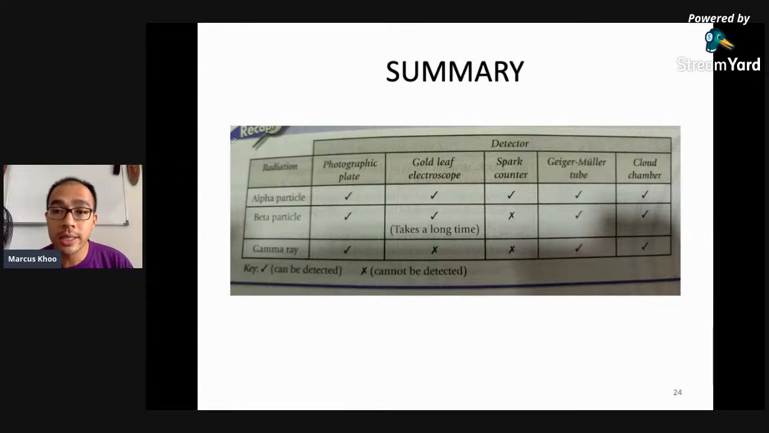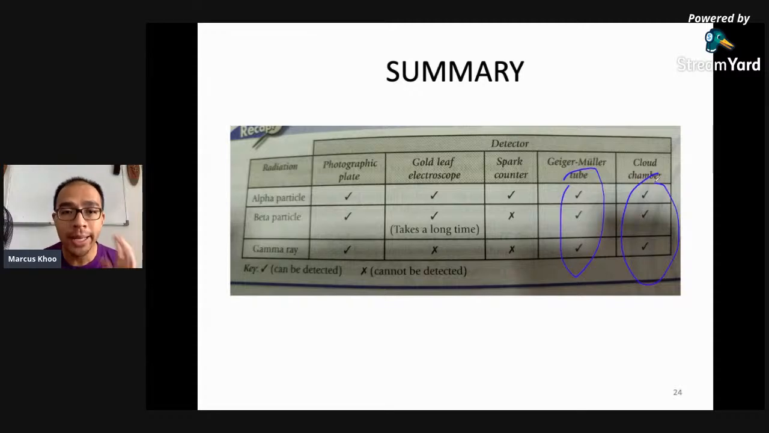Now, just to show you a short summary of what can be detected and what can't. We find that the photographic plate or the photographic badge can detect all three, just like the Geiger-Müller tube and also the cloud chamber. Just now when we were looking at the video, the cloud chamber can easily detect alpha and beta. I'm not saying that it cannot detect gamma. It's just a little bit more difficult to see with the naked eye.